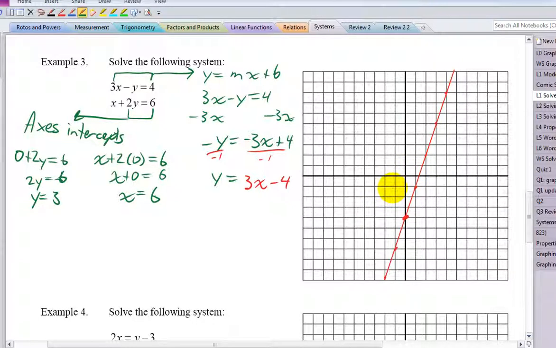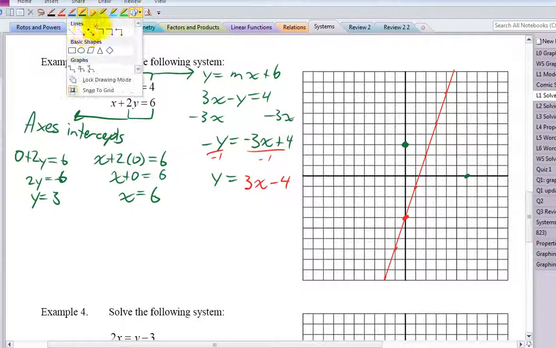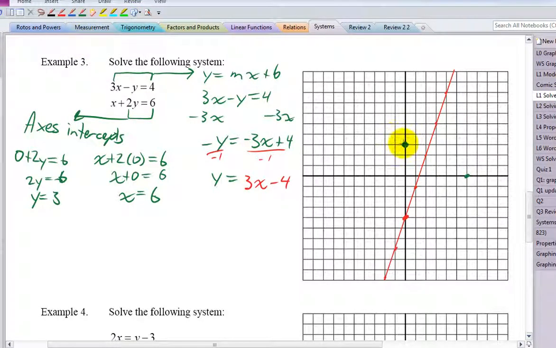Okay, so there's my y equals 3x minus 4. Notice how I'm showing my work dividing by -1. That's an important concept. Okay, because you can get into trouble if you're not sure why your signs are changing. So you should know it's a -1y, so I divide by -1 to get positive y. It's kind of important. Okay, so then your intercepts in green, y equals 3 is right here, x equals 6, right there, and then you can make a line.